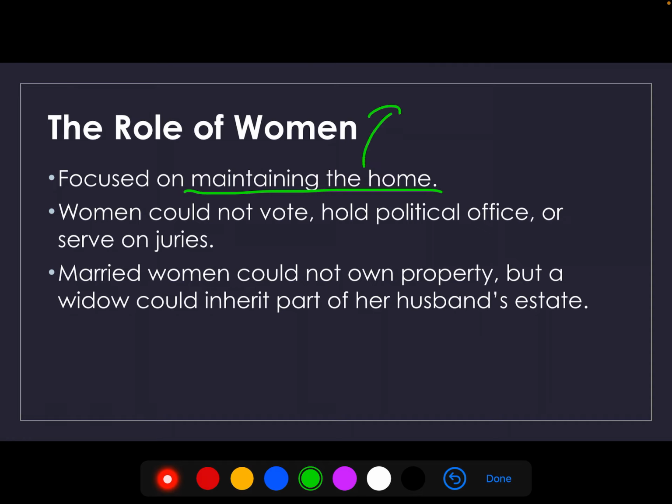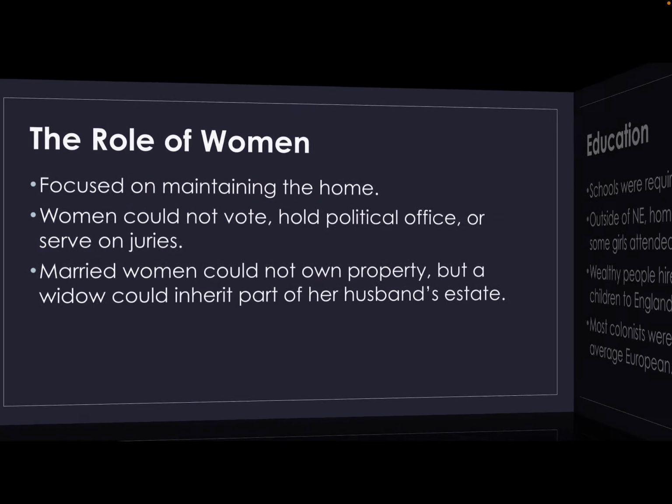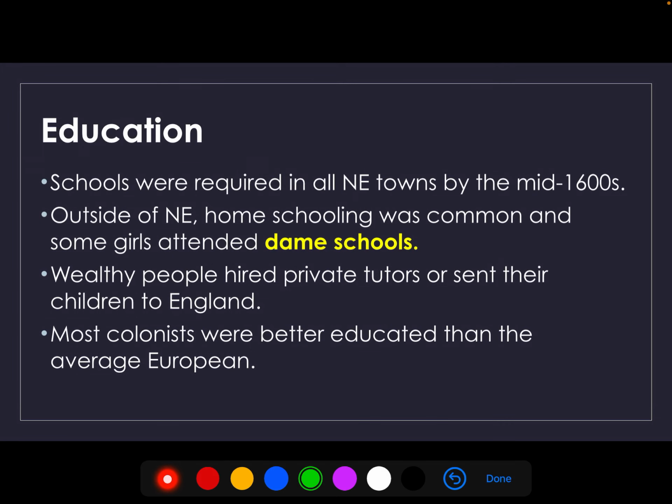In terms of women, what their job is in the early economy of the colonies, maintaining the home is their primary job. Also, they oversee what's called the cottage industry, which is basically manufacturing goods in the home. That's part of what the women do. Obviously they can't vote, they can't hold political office or serve on juries. They also can't own property. And that's another thing. But in some colonies, a widow could inherit part of the husband's estate. But primarily, the role of woman is to maintain the home and raise the children.